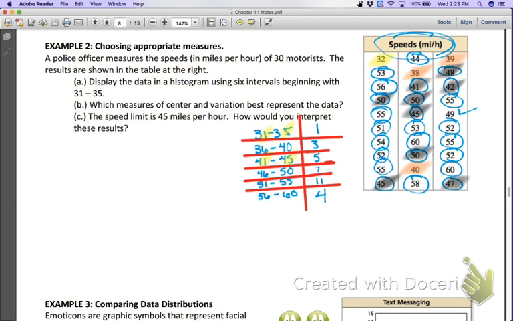So it says the speed limit's 45 miles an hour. How would you interpret these results? If it's 45, we have almost 22 people that go above the speed limit, right? How many actually drive the speed limit or below? 9. So there are only 9 people that aren't getting a ticket. If you're at it or under, you're good.